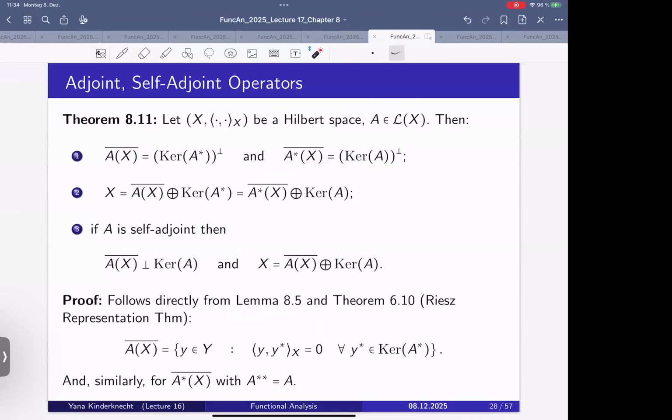Okay, and now let's prove this statement in a similar way. Just we use A star as the original operator, and we use A double star as the adjoint to A star. And we are in the setting of Hilbert spaces, so we know that A double star is nothing else but A, just A without stars.